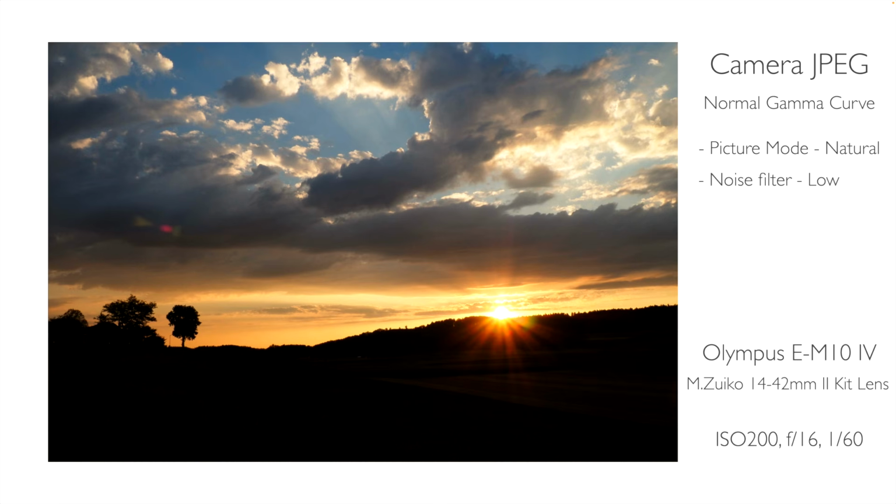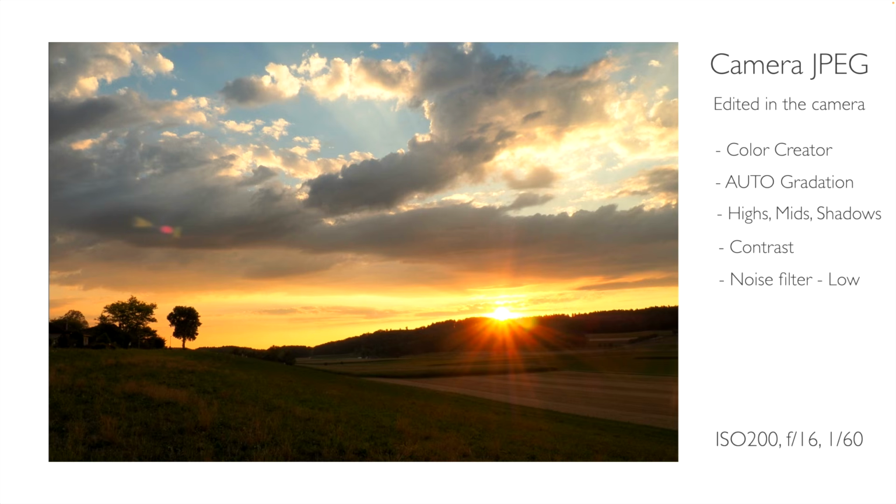The gamma curve was normal, so I didn't adjust anything on the gamma or the tonal adjustments, and the picture mode was natural picture mode, and I always have my noise filter on the low setting. I selected f16 to get the star effect with the sun. I could have probably done it with f13, but I was a bit in a hurry and I just did it like this.